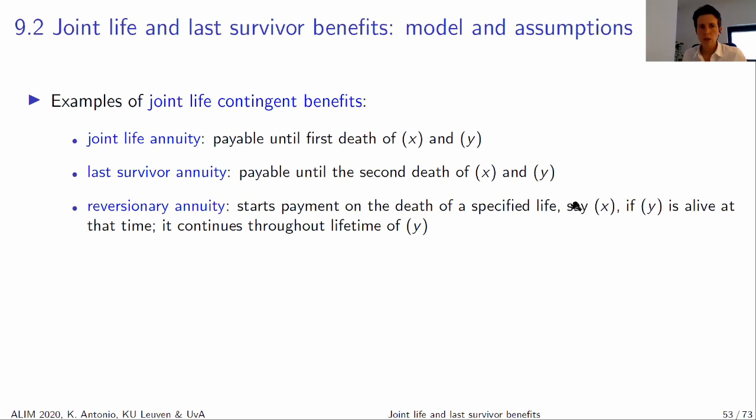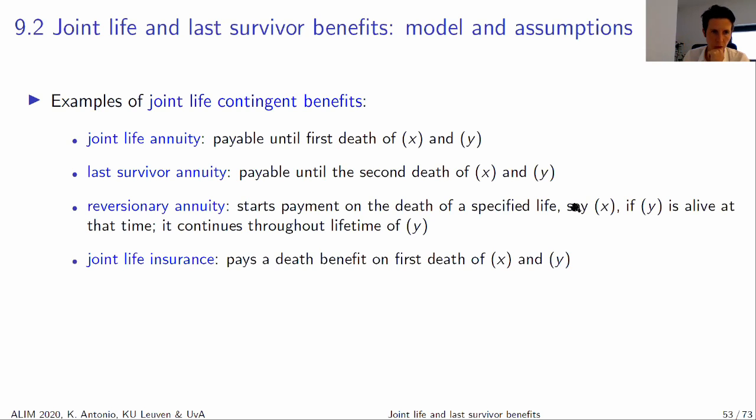If we look at a reversionary annuity, that is an annuity where the payments start on the death of a specified life, for example X, if Y is alive at that time, and it will then continue throughout the lifetime of Y. That's often part of certain retirement plans in the form of a partner pension or an orphan's pension. So this is the kind of construction where your partner would start to receive some replacement pension or partner pension starting from the death of the partner.